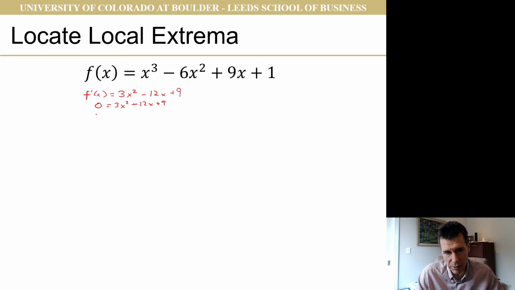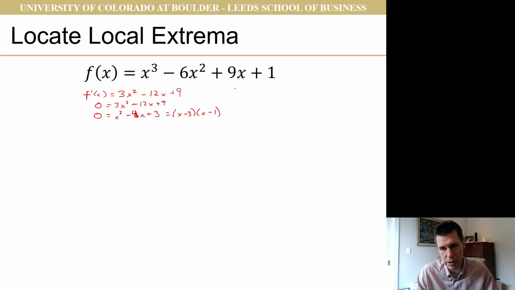We're going to divide by 3, so 0 equals x squared minus 4x plus 3, which is equal to x minus 3 times x minus 1. This one I can just see, otherwise use the quadratic formula. So the critical numbers are x equals 3, x equals 1. So let's just draw our number line for the derivative.